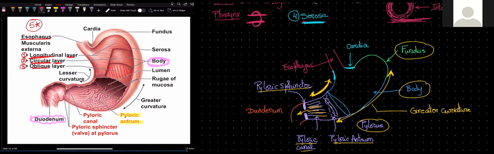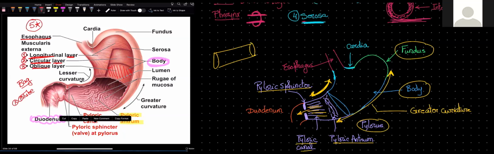Why do I have 3 layers in the stomach? Compared to my esophagus, it's gonna have 2 layers. Compared to my small intestine, compared to my large intestine, it's gonna have only 2 layers. Why is the stomach gonna have three layers compared to the rest of the gastrointestinal tract? It's simply because the stomach is a bag, not a tube. If you're talking about the esophagus, the small intestine, the large intestine, we are looking at tubes.